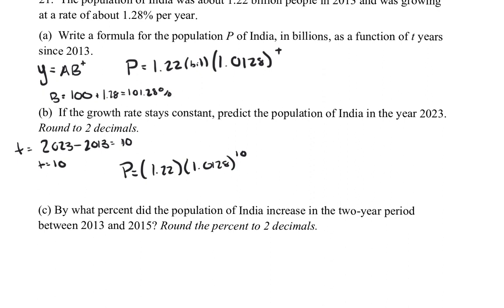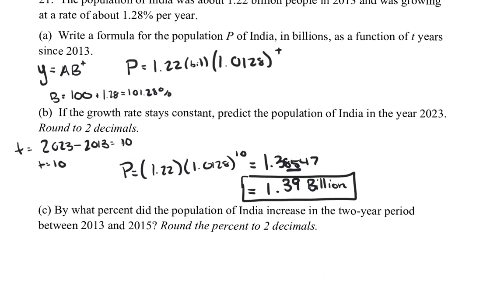And then plug that into our calculator. And we should get, and then round to two decimal places, so we get 1.3854557, which rounds to 1.39 billion. And that will be our answer.